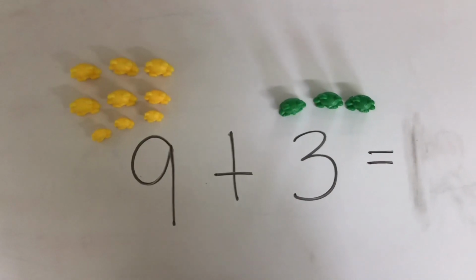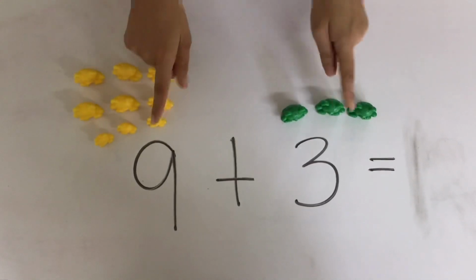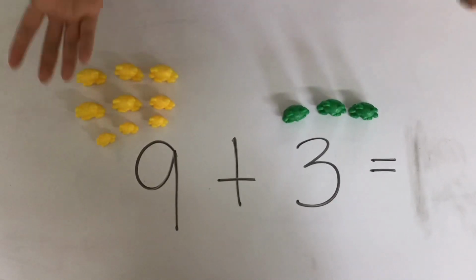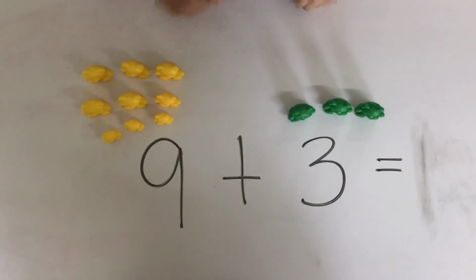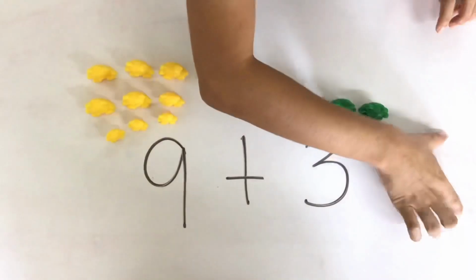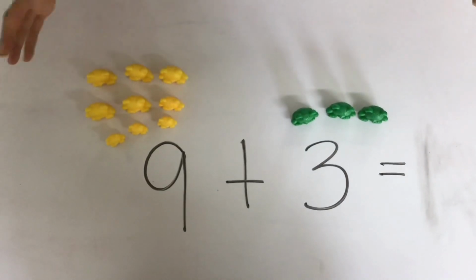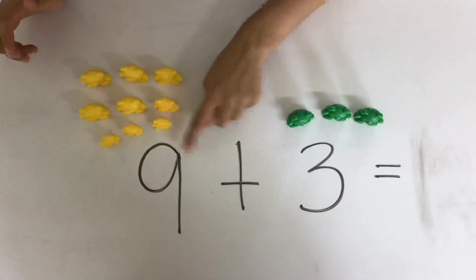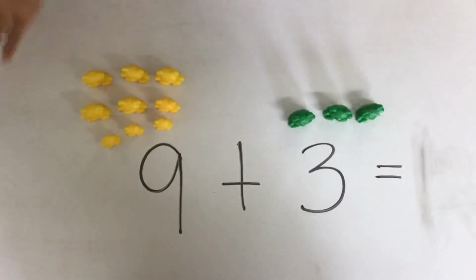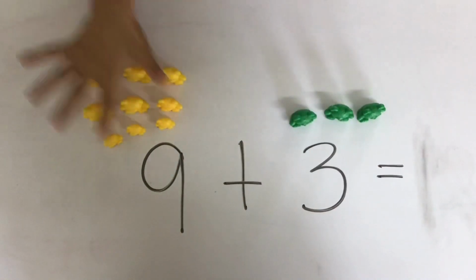Example number one. When you add two numbers, are you combining them, comparing them, or taking some away? In this case, we have an addition sentence. We are using the plus. So that means we are going to combine the numbers. Let's do it. 9 plus 3. What is 9 plus 3? What are we going to do? We are going to count all the bears together.